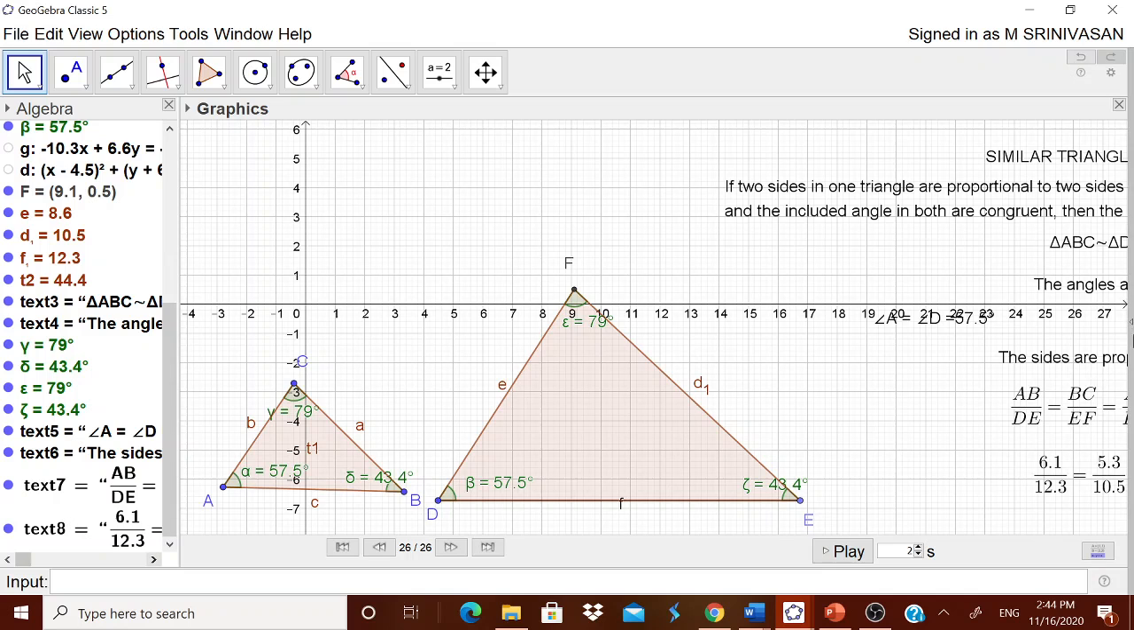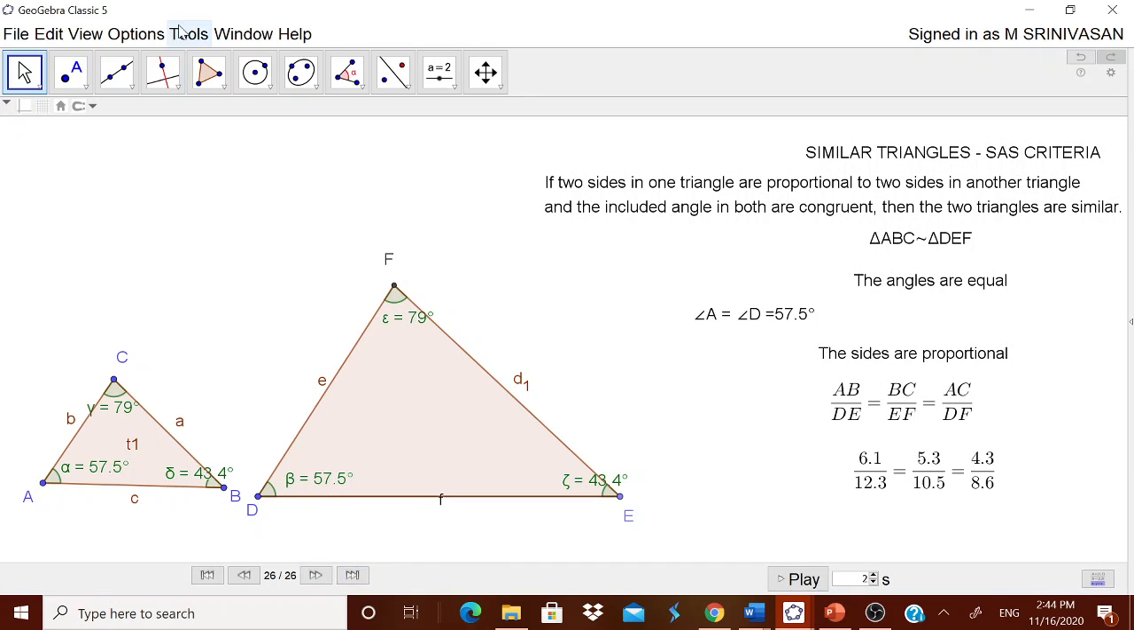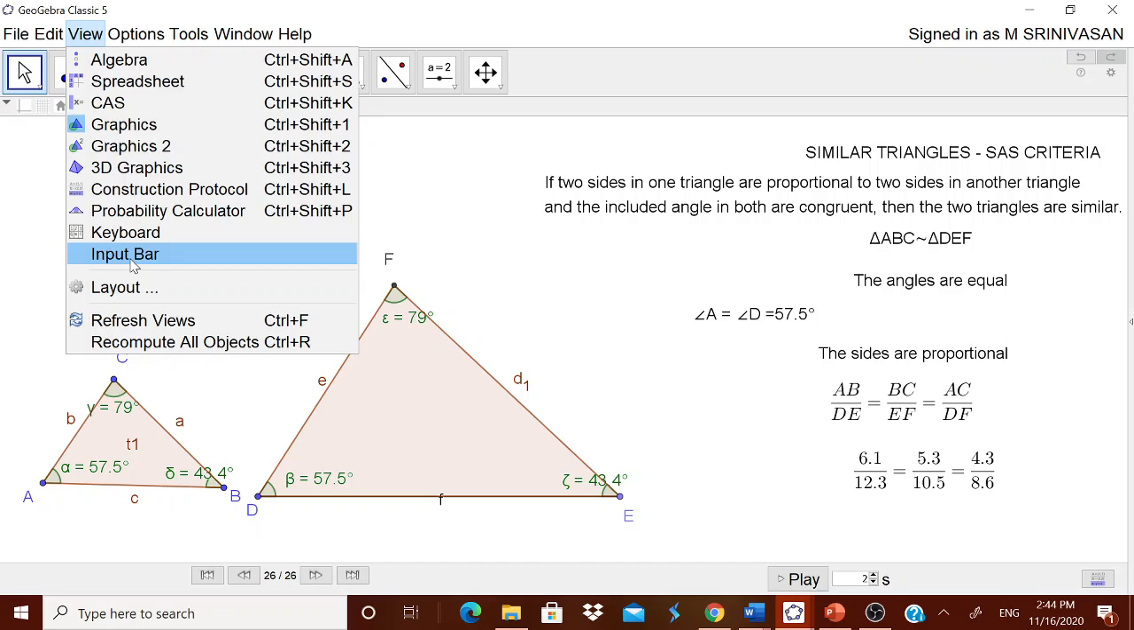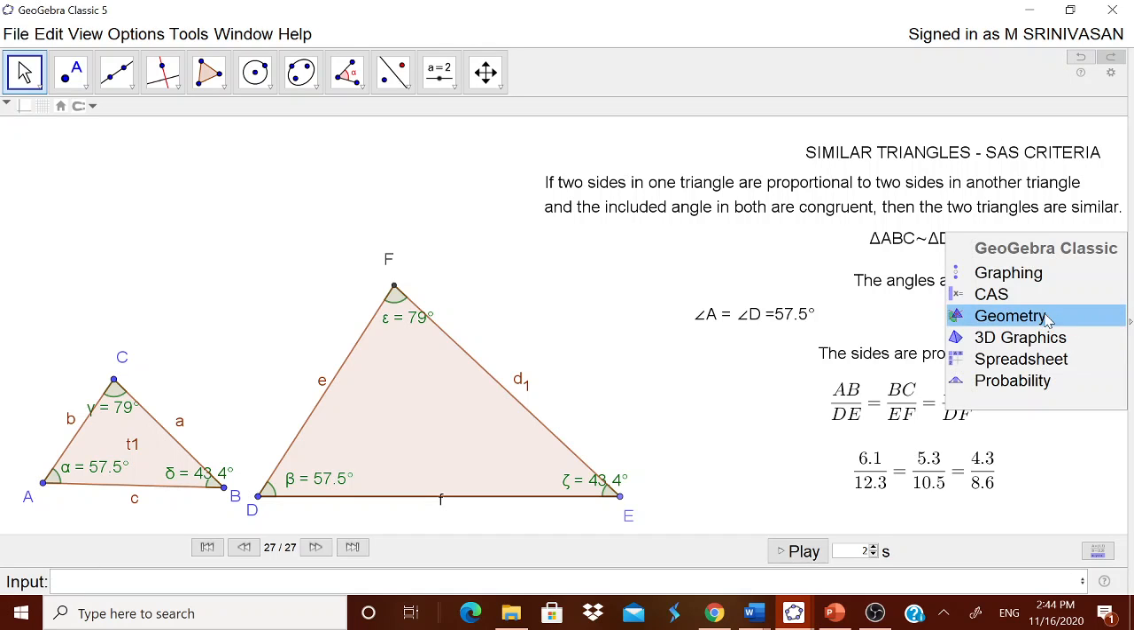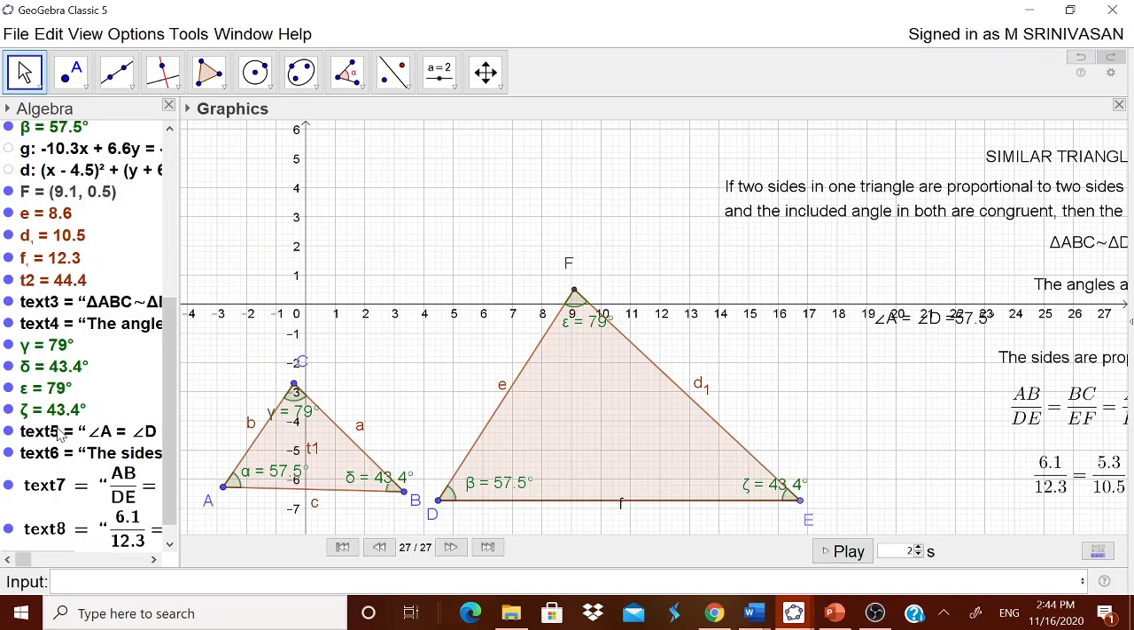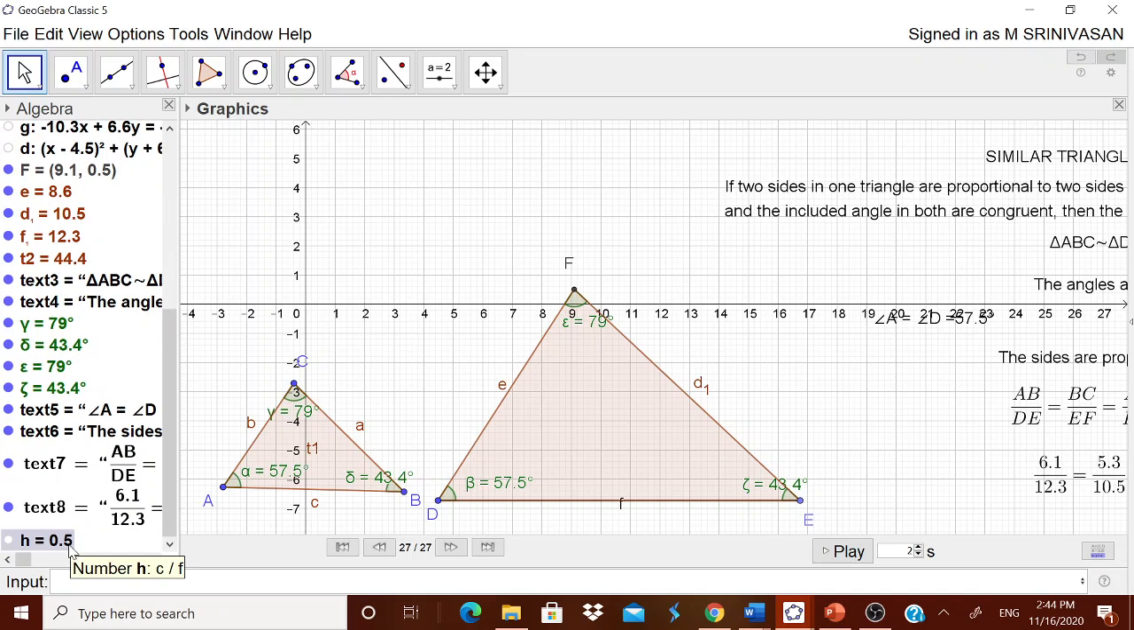Therefore, what you can do now is, I will go to geometry now. In the input bar, go to the view, go to this input bar. In the input bar, you type small h is equal to, you want the value of C upon F. Just press enter. You see what you are getting. Let us see. I am just showing you in graphing the value of H. You see, it is coming as 0.5.